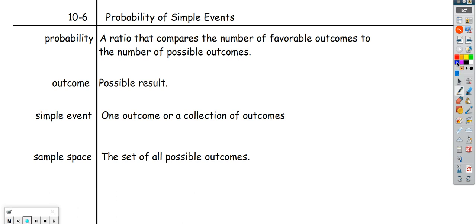This is Mrs. Fries. Today we're going to be looking at the probability of simple events. Please write the following definitions into your notebook. Probability: a ratio that compares the number of favorable outcomes to the number of possible outcomes. Outcome: possible results. Simple event: one outcome or a collection of outcomes. Sample space: the set of all possible outcomes.